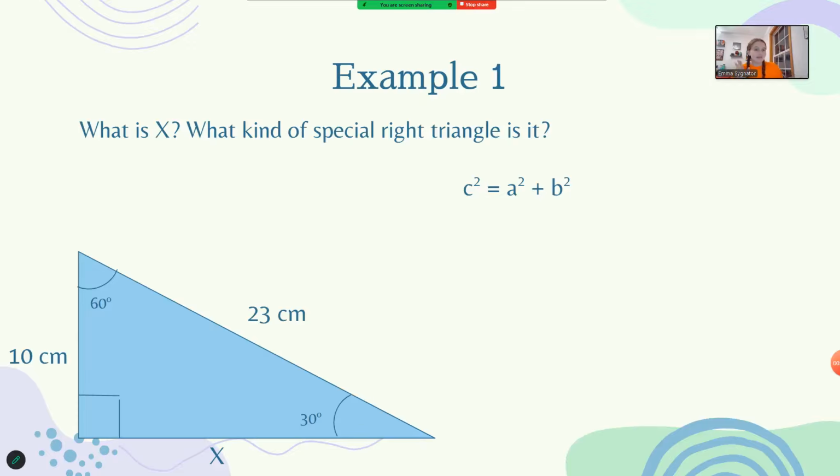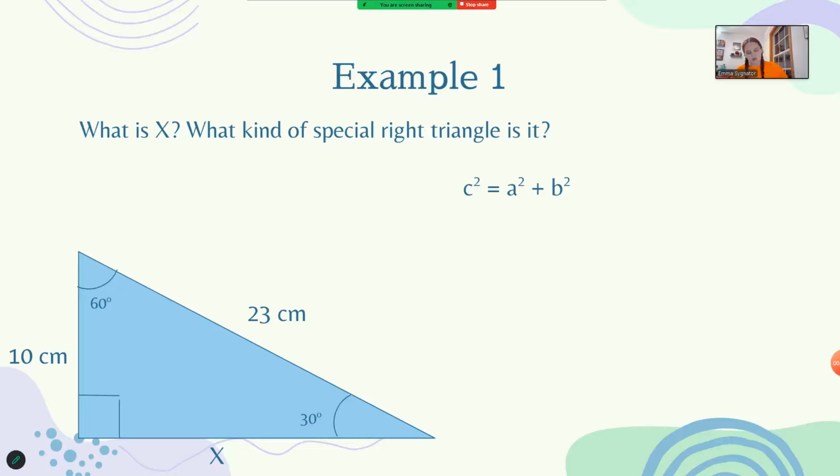Alright, so now we're going to do some practice to see if you guys fully understand. I'm going to walk through them with you, don't worry, but we're just going to see if you can fully understand the concept of the material. So this first question is asking for us to figure out what is x, and then what kind of special right triangle it is. So we could do these questions in really any order, but for this one, we're going to solve for x first.